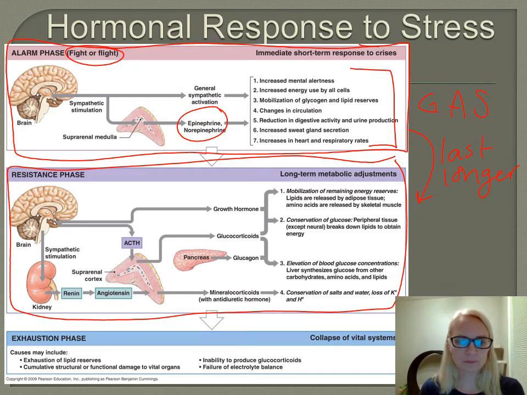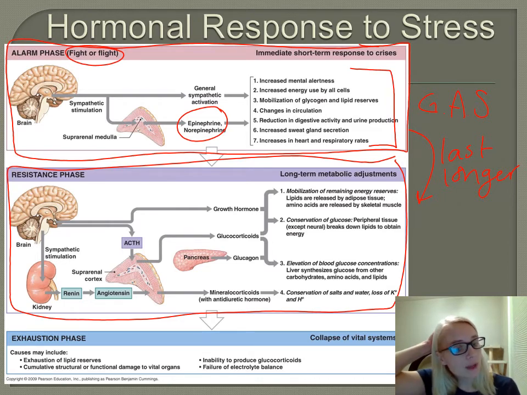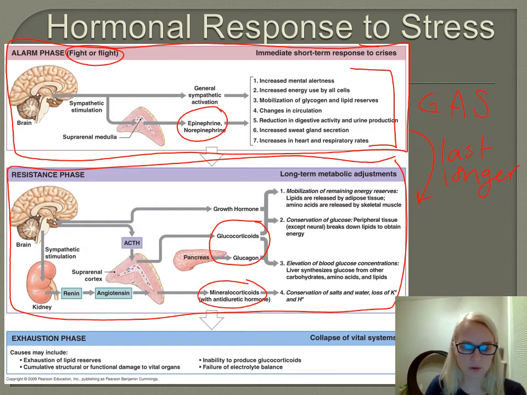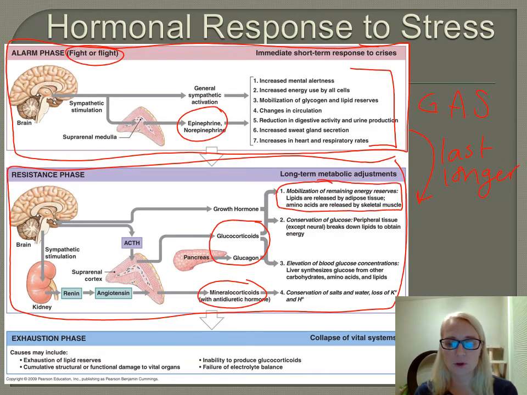Sympathetic activation cannot keep you in that fight or flight mode forever. So then we switch over to this resistance phase, and it is dominated primarily by your glucocorticoids and mineralocorticoids. Growth hormone helps a little bit with those; growth hormone and glucocorticoids are kind of partners. So we're trying to maintain your energy reserves. So lipids are released.